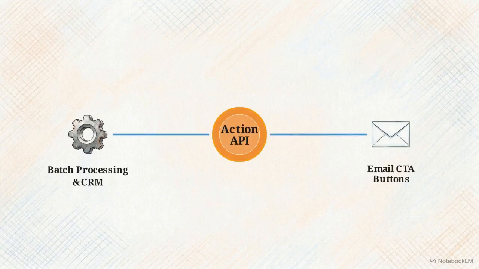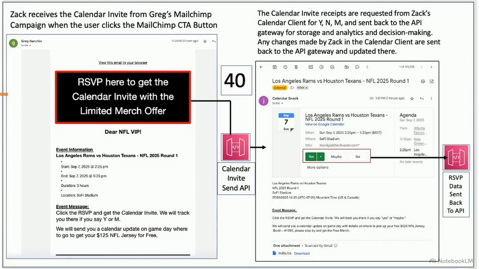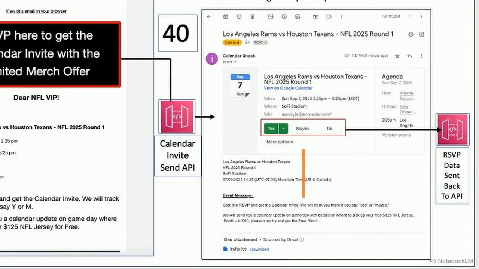The second distribution pathway handles batch processing and CRM integrations through embedded email call-to-action buttons. In this MailChimp template, the Calendar Invite Send API is linked to a single RSVP button, allowing a marketing funnel to leverage the server without forcing a user to leave their inbox.